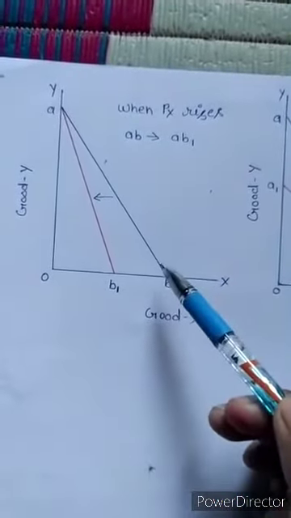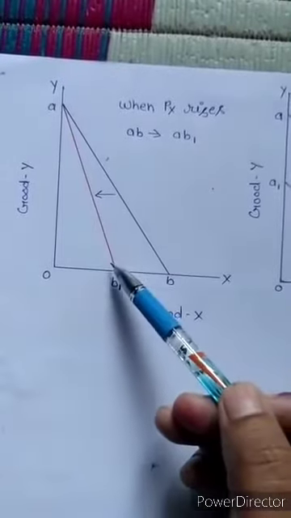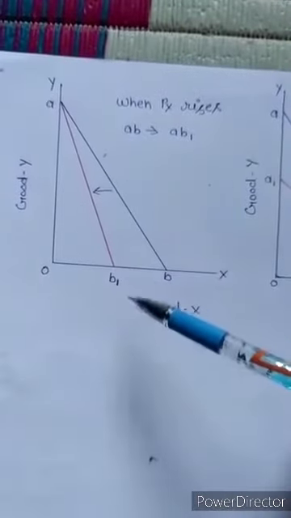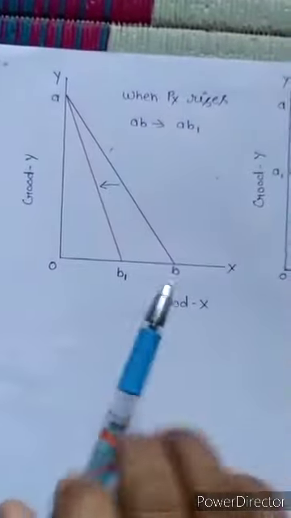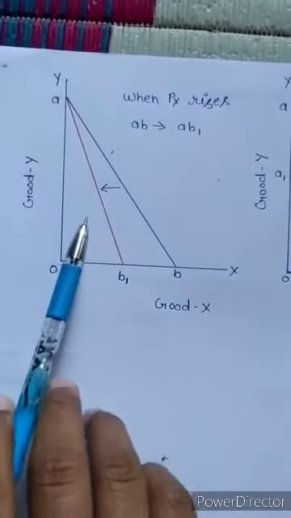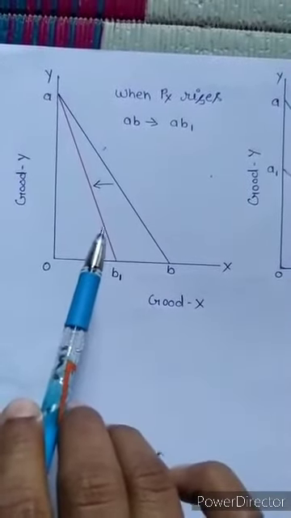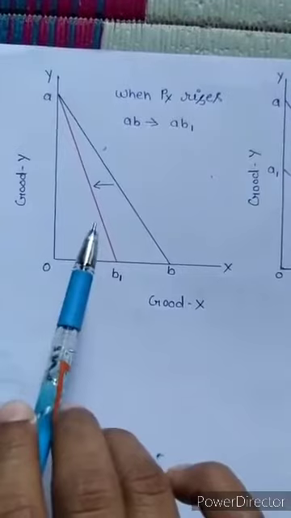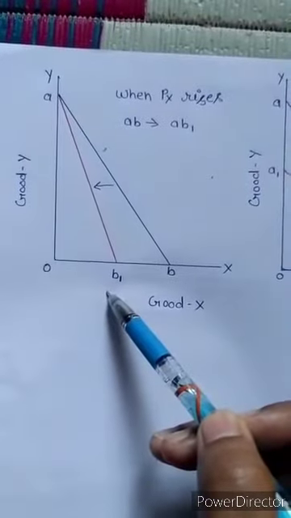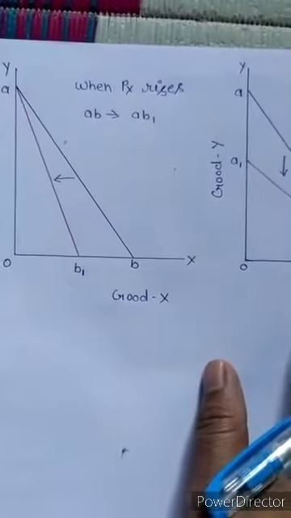When the price of commodity X increases, the budget line shifts from right to left and it becomes AB1. The budget line rotates from AB to AB1, and it is clear that when the price of commodity X increases, at the given budget and price line, the consumer can purchase fewer units of commodity X. When the price of commodity X rises, the consumer can purchase fewer units of commodity X.